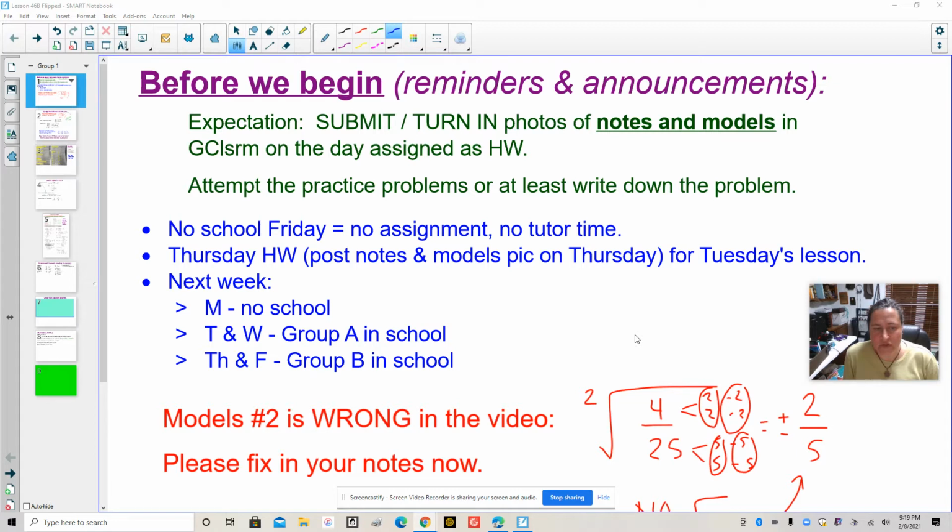As far as this week goes, no school on Friday. There's no assignment, no tutor time. Thursday, I will give you guys homework to post the notes and the model pictures for Tuesday's lesson. And then next week, no school on Monday. Tuesday and Wednesday is Group A in school. Thursday and Friday is Group B in school. So please keep that in mind for transportation issues about getting to and from school.